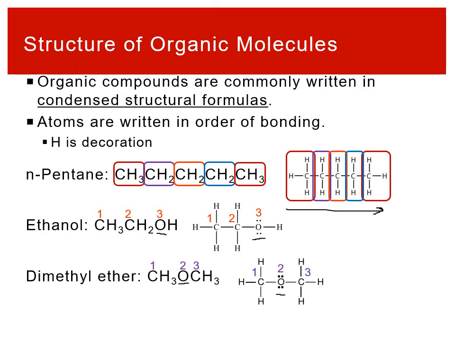It's also worthwhile to note that ethanol and dimethyl ether are both C2H6O. They have the exact same types of atoms with the same relative numbers. That's why we use these condensed formulas to distinguish what they are.